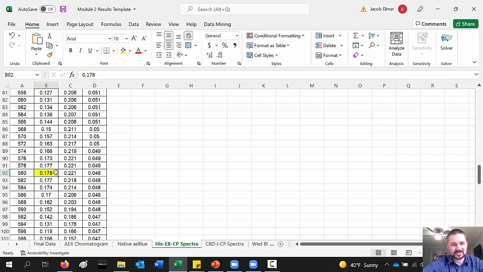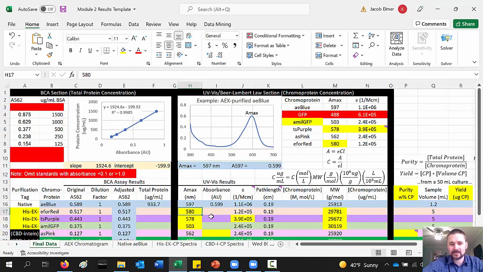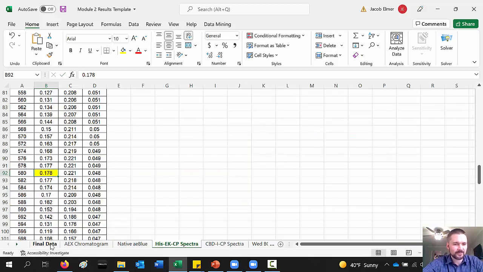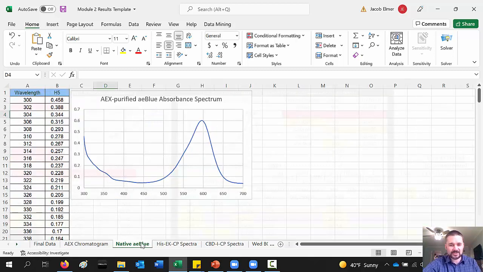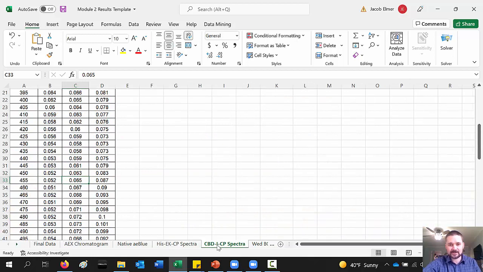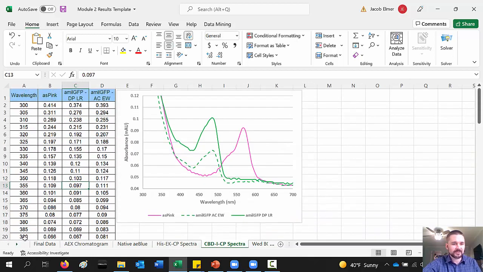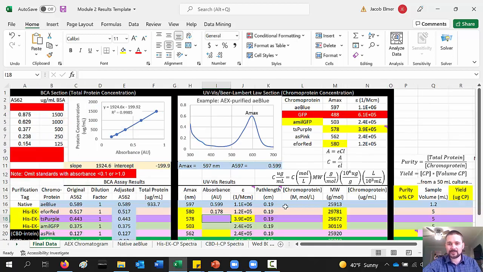So see that value is 0.178 and everything's lower on either side of it. So I want to put in here 0.178. Actually, was that the number? Yeah, it was. Okay. And you can repeat that process for each of the other proteins because we've got the absorbance spectra in these tabs here. There they are. Okay. So we've got the absorbance here.